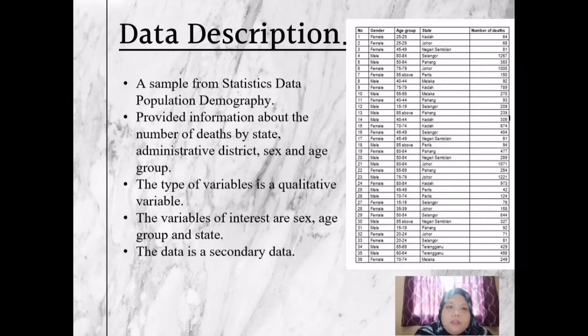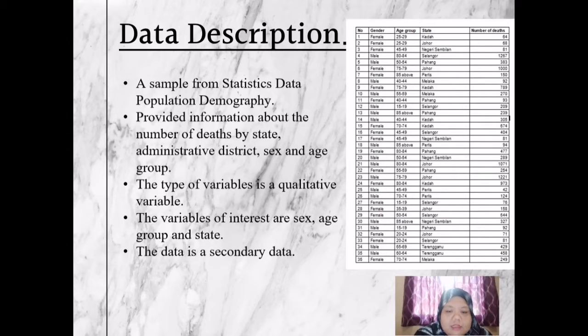Next, I will talk about data description. The data we get from Statistic Data Population Demography. The data provides information about the number of deaths by states, administrative district, sex or gender, and age group from 2015 until 2018. But we just choose the year of 2018, and we select a random sample.